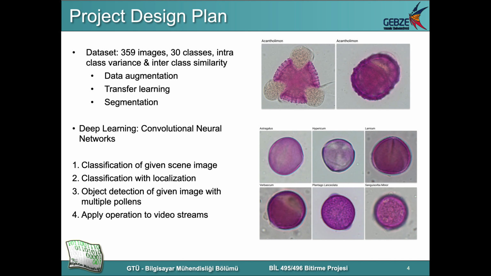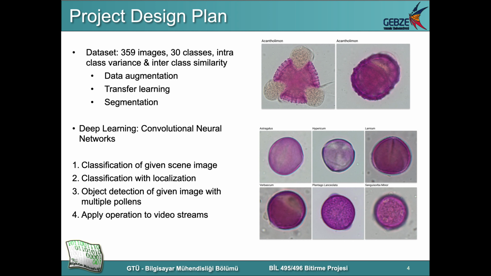My dataset contains 359 images with 30 classes. There are samples with intra-class variance and inter-class similarity as shown in the figures. So how can I achieve good results with a limited dataset? By data augmentation, like rotating and color shifting. According to related work, transfer learning gives the best results. And pollen grains tend to be clumped to each other, so region-based segmentation might be helpful as well.